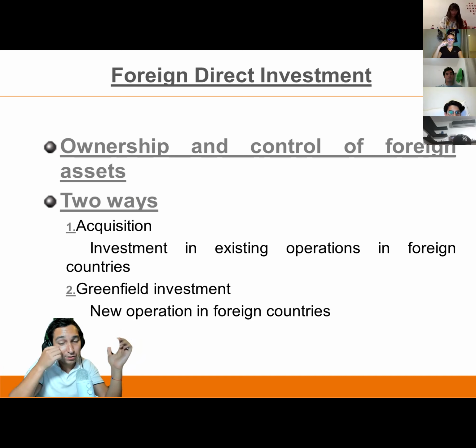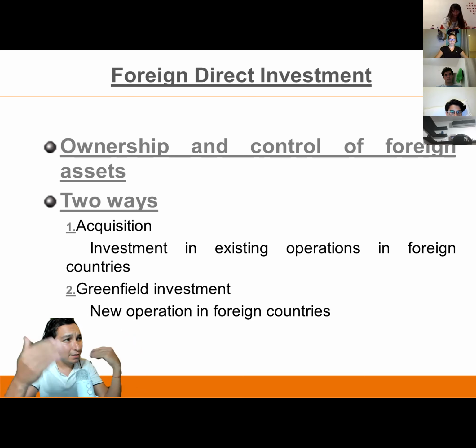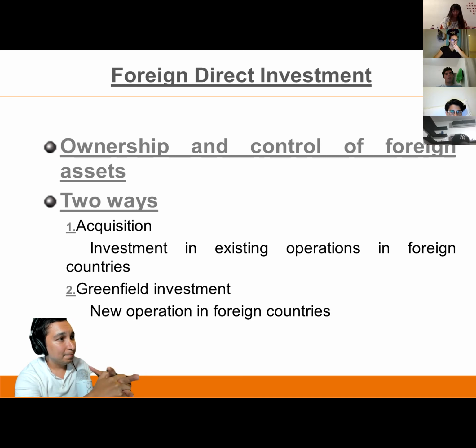Obviously, acquire technological and managerial know-how. Increase sales and profits, guys. You enter new markets and increase profits. What else is, guys? Think strategically.